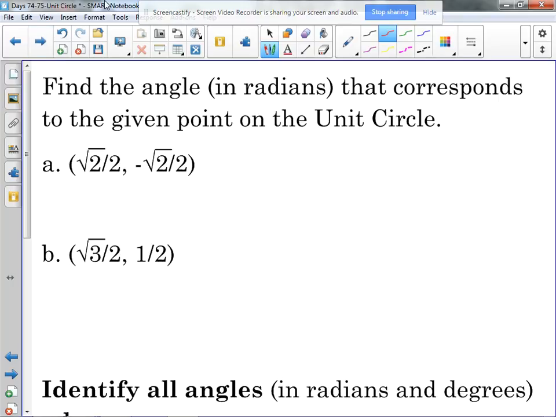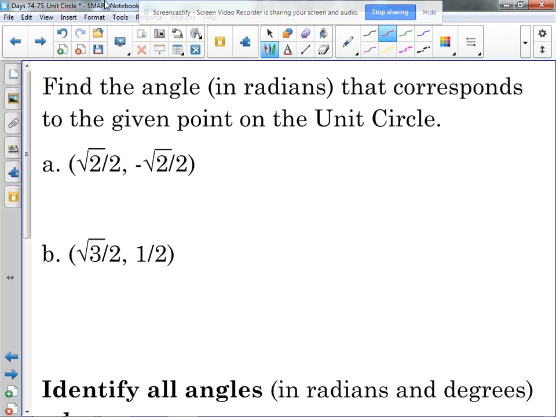Flip your paper over. They may ask you a question like this. Find the angle in radians that corresponds to the given point on the unit circle. So instead of just looking all over our unit circle for the point positive square root 2 over 2, negative square root 2 over 2, let's narrow things down just a little bit.